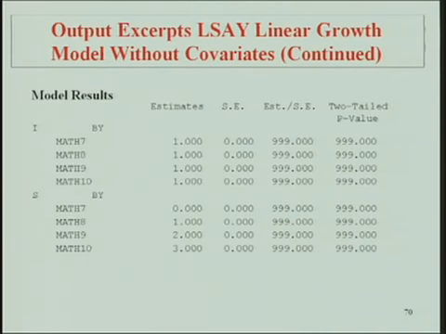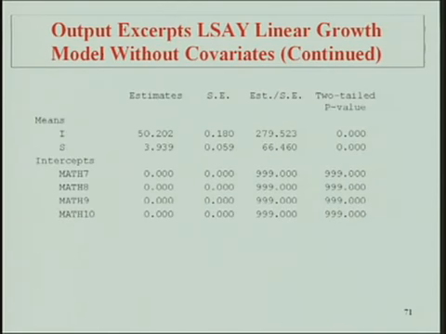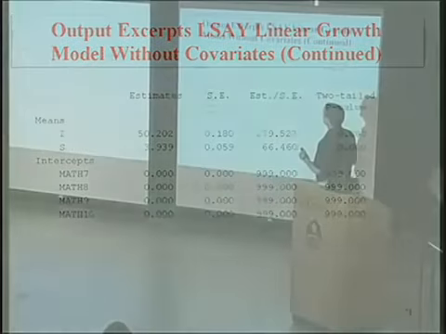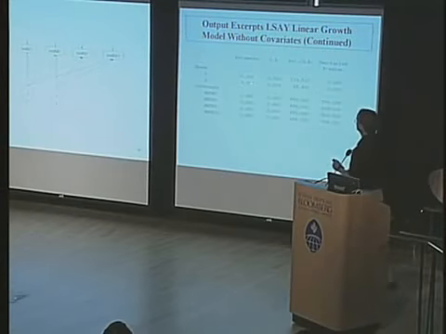And down here, S by math 7 through 10, that's where it starts getting interesting. Here you can tell the time scores again 0, 1, 2, 3, which is exactly what we wanted, right? And they're fixed as well, no parameters. But then it starts getting interesting. Here come the parameters for the means, I and S, 50 and 3.9.